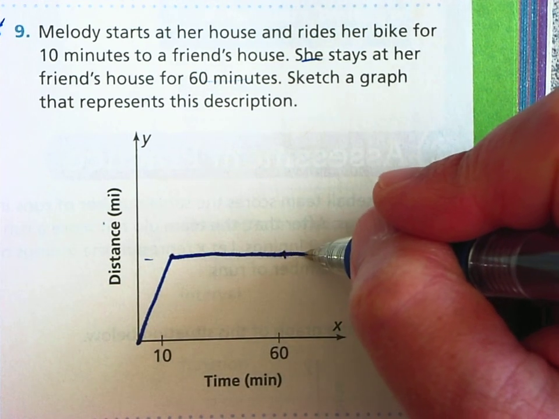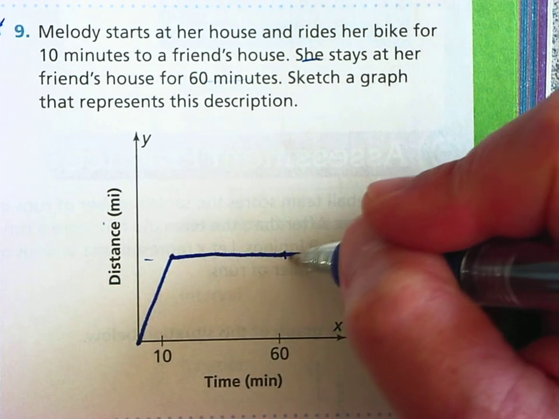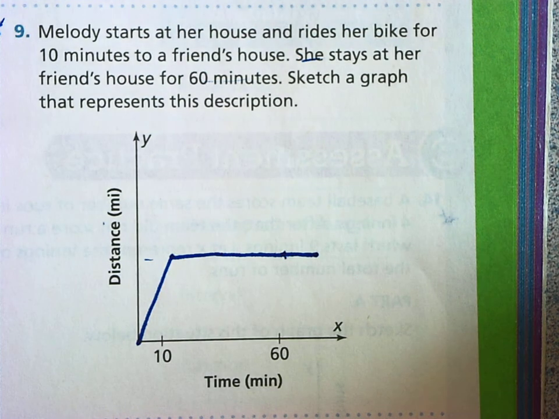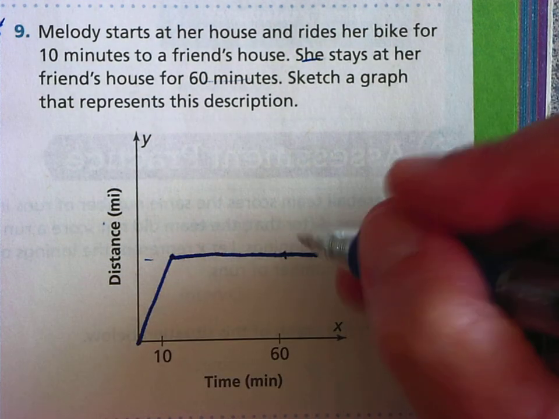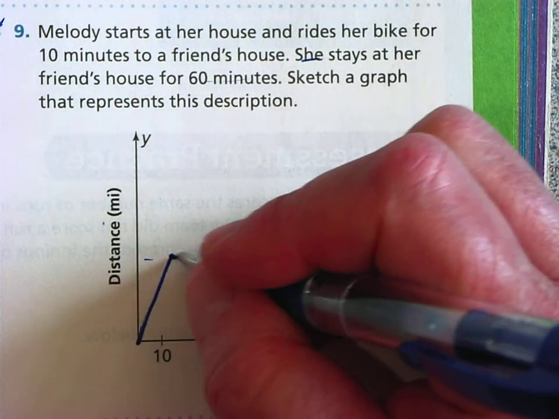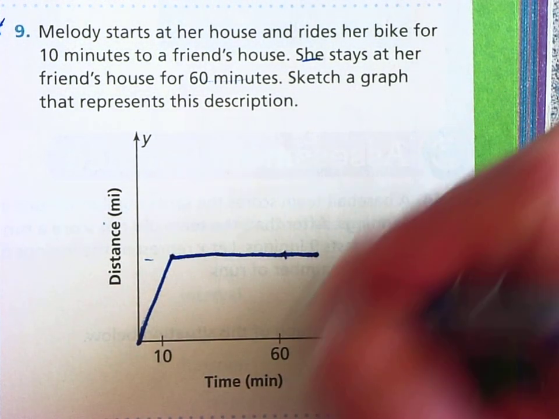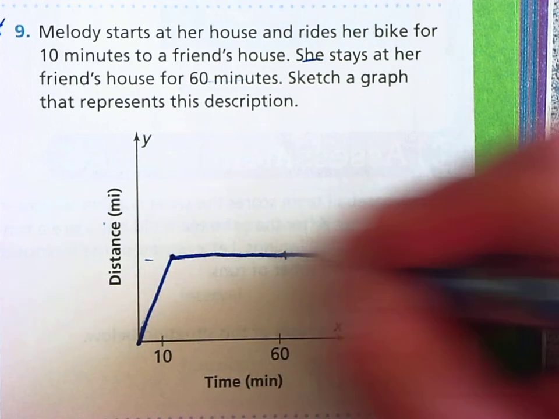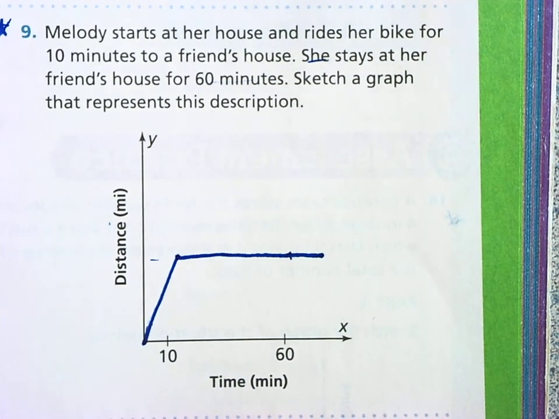And so then another 10 minutes would be a little after that. And then she stays there. So that's where the line would stop. She rides to her friend's house for 10 minutes. And then the next hour, she stays there. So we have to show time still going by, but she's not going anywhere.